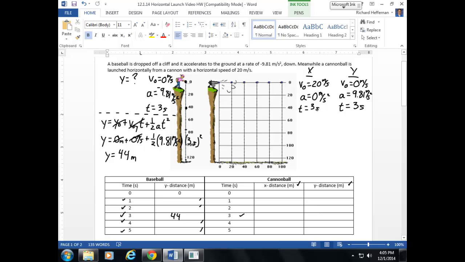So even though we're splitting stuff up into x or horizontal information, y vertical information, the times are the same in each the x and y direction. Time is what links things together in these problems.